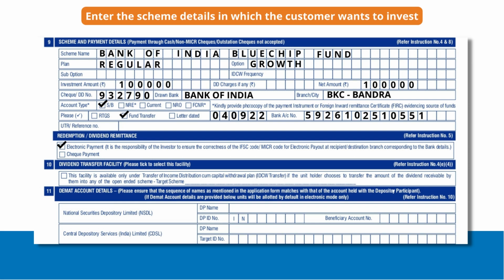Under the 8th section, Bank Account Details, you need to enter the bank details of the applicant such as bank name, account number, account type, address, MICR code, and IFSC code.